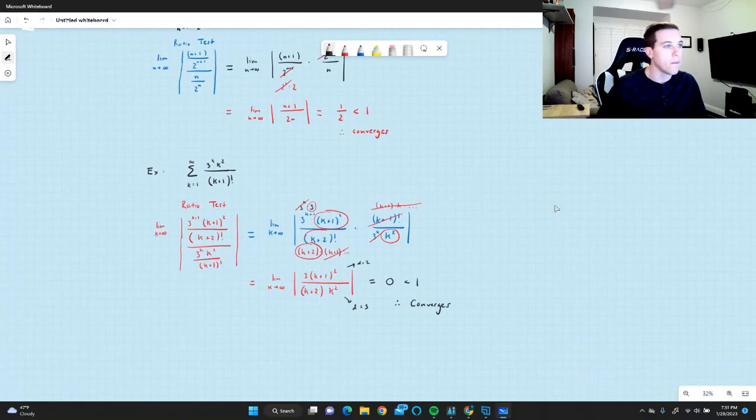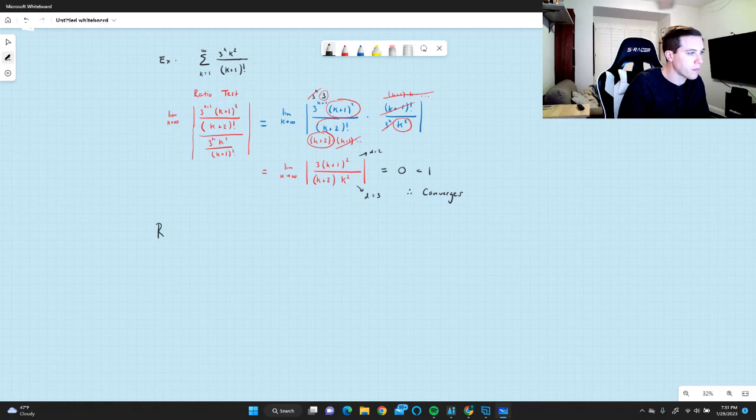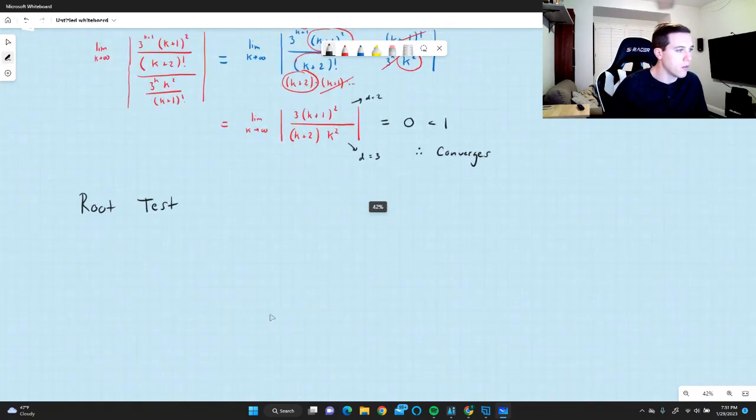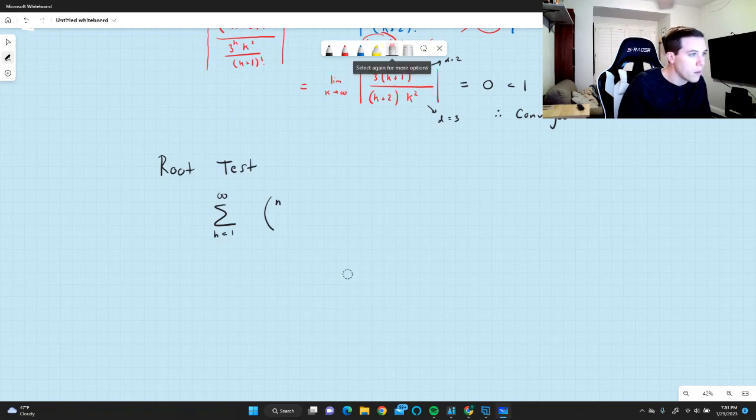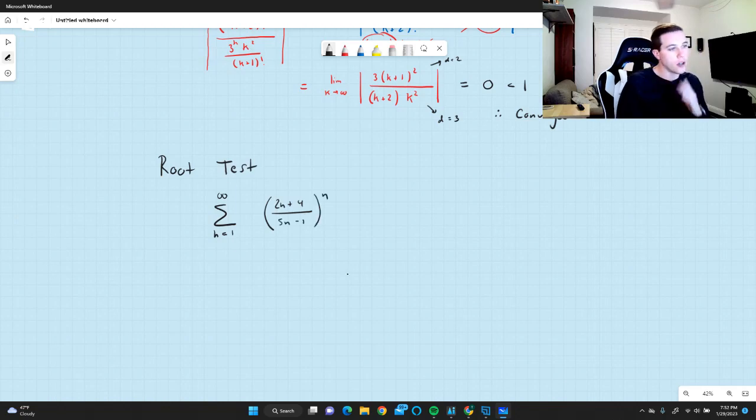Okay, one more. How about the root test? The root test doesn't come up a lot. It's very, very, very simplistic when you're going to use it. Basically, you're going to see a series that looks like this. And I will show you how this works on the flow chart, but it'll be n equals 1 to infinity. You'll have some function like 2n plus 4 all over 5n minus 1, except everything will be to the power of n. It's almost like a geometric, but instead of a ratio that doesn't change, it's like a ratio that has n in it. So the ratio is changing too.